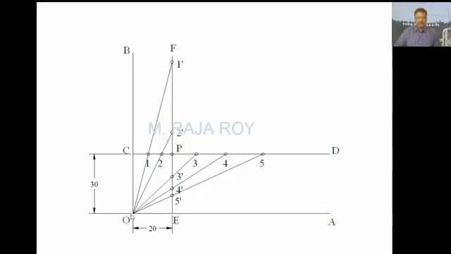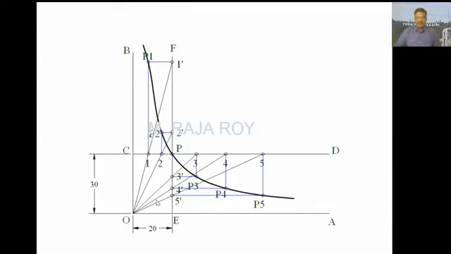Draw the parallel lines to OA and OB from 1 and 1 dash as shown here. This is parallel to OB from point 1. This line is parallel to OA from point 1 dash. The intersection of these two lines is point P1. In the same way, this is parallel to OB. This is parallel to OA. This point is P2. Repeat the same procedure. This is P3. This is P4. This is P5. Draw a smooth curve joining P1, P2, P3, P4, P5. This is the rectangular hyperbola.